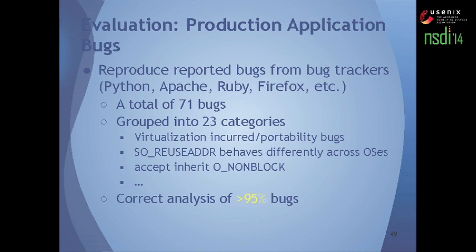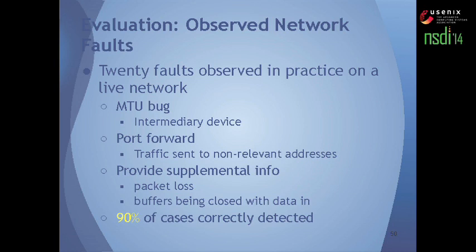We also had a network administrator replicate 20 faults that they had observed in practice on their network. These are meant to be more like problems that a network admin can observe. We used applications, traced those applications, and tried to see how well we detected them. We found a wide variety of problems, and in 90% of the cases we correctly identified the root cause. In many cases, we also pointed out additional supplemental issues that were not directly the root cause, but were some other misconfiguration or problem auxiliary to what was going on.